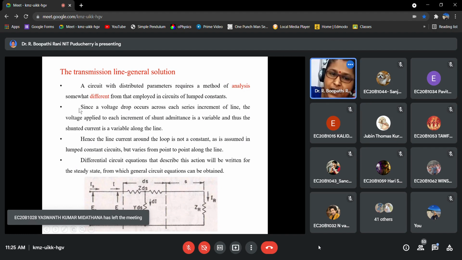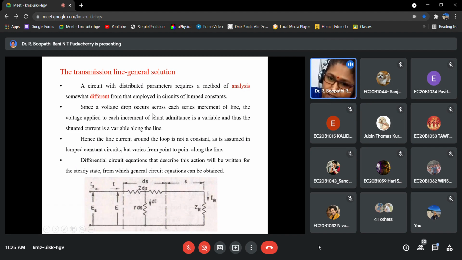Here voltage drop occurs across each series increment of a line. The voltage applied to each increment of shunt admittance is a variable. So the shunted current is a variable. Hence, the line current around the loop is not a constant. If we consider one loop, the line current is not a constant, as is normally assumed in circuit theory.